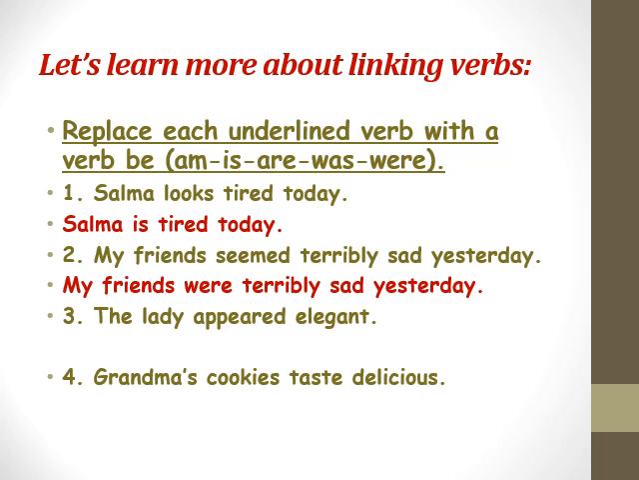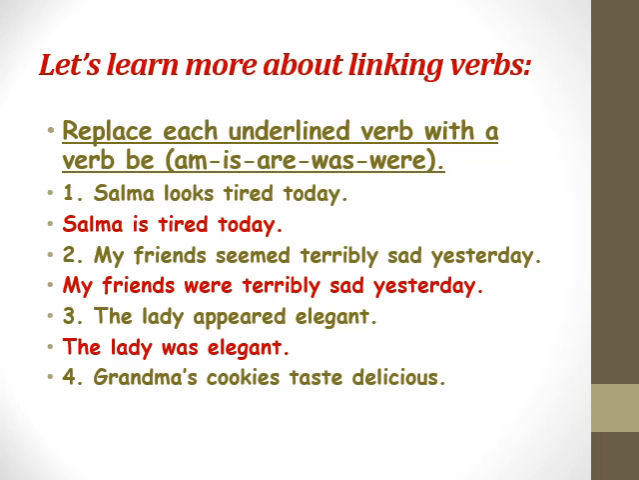The lady appeared elegant. Elegant means she is nicely dressed. I need to replace the verb appeared with a form of the verb to be. Let's replace appeared with the verb was. The lady was elegant. So, the lady appeared elegant and the lady was elegant. Does the meaning change? Again, the meaning doesn't change. So, appeared here means was.